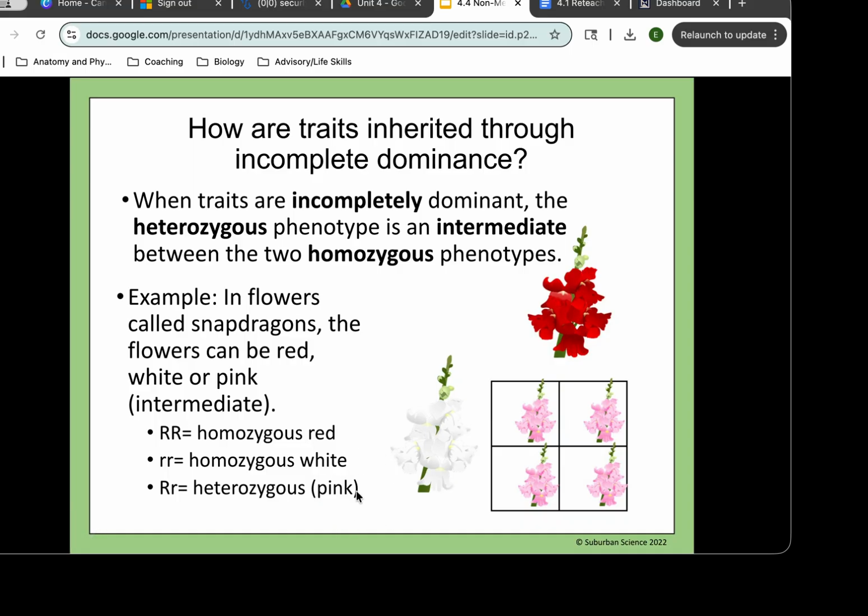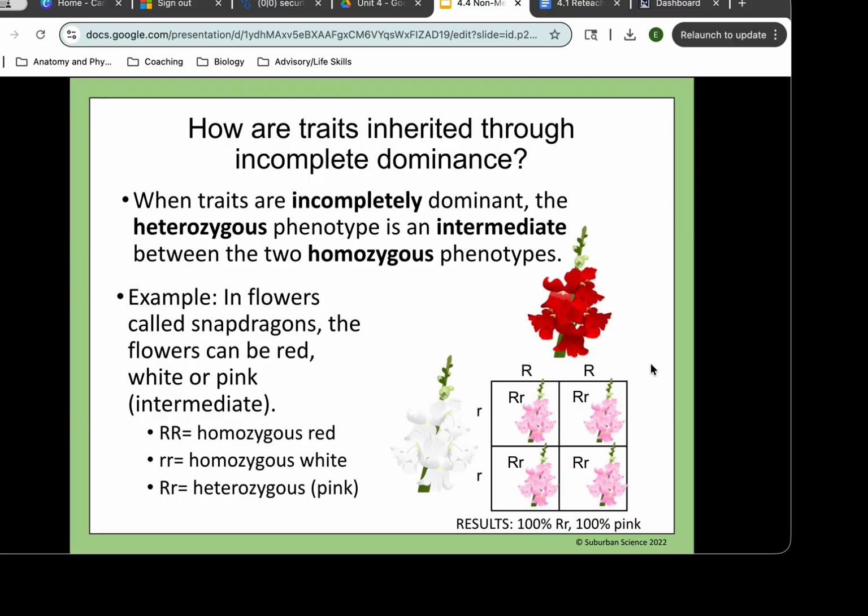We get pink. So if we were filling out our Punnett square, red would be big R, big R, white would be little r, little r, we do our square, and we find that all of the offspring are heterozygous. So in this case, they are 100% heterozygous, and they are 100% pink.